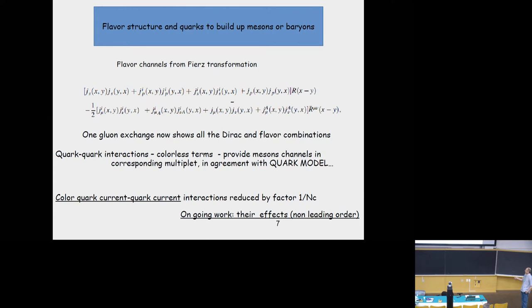All these currents are colorless. So I am neglecting the colored currents that come from Fierz transformations. In fact, the colorless currents are leading, by a factor of 1 over Nc. The colored quark currents can also be taken into account, and eventually I obtain some kind of rich tetraquark structures from those non-leading terms, right? But I will not discuss that now.